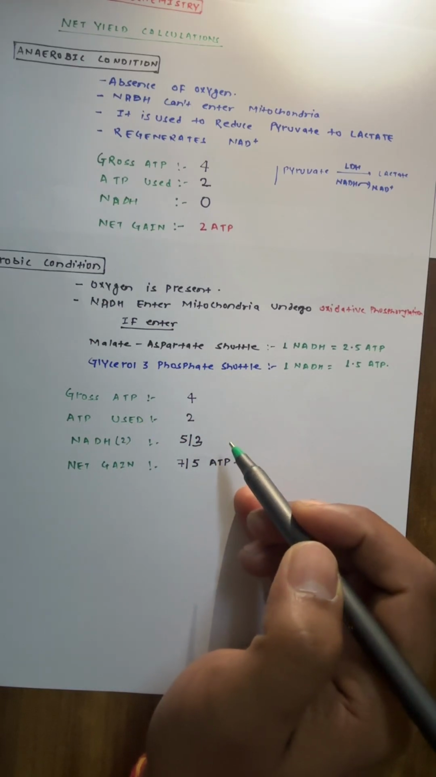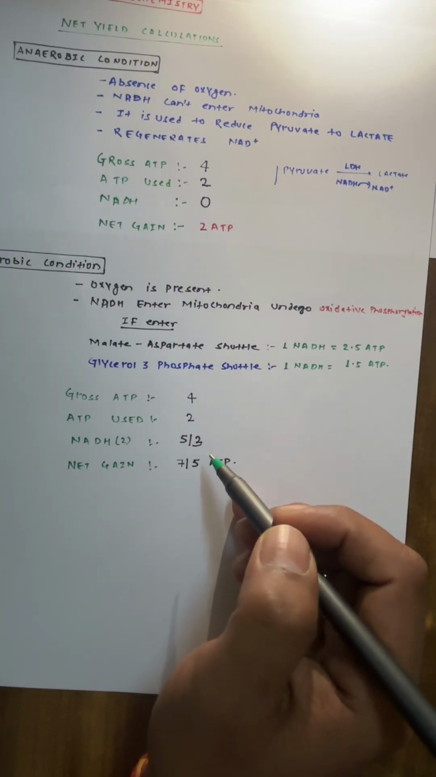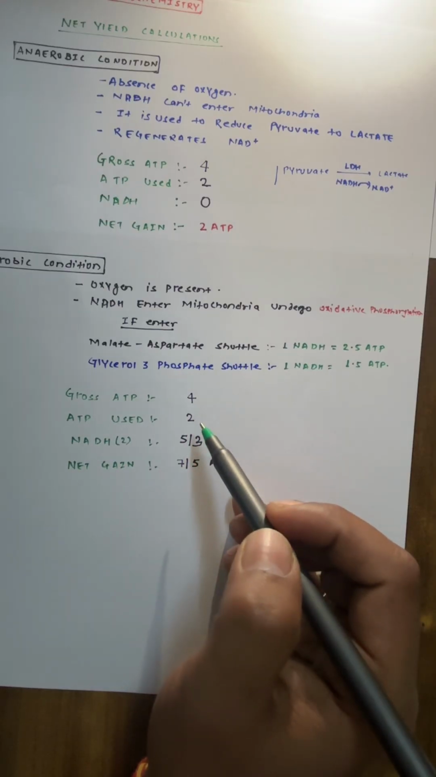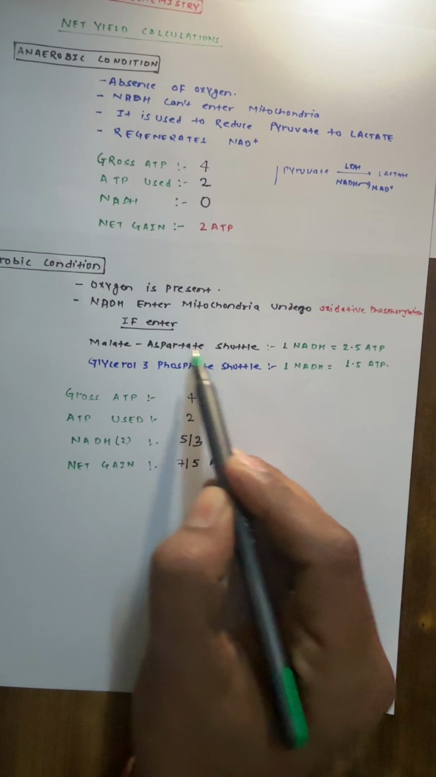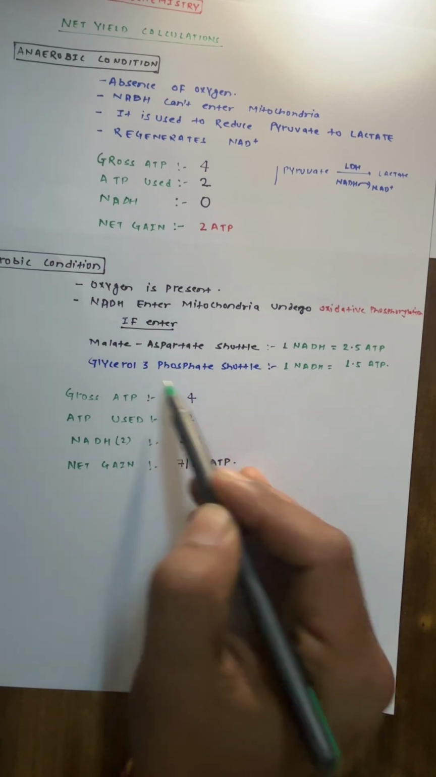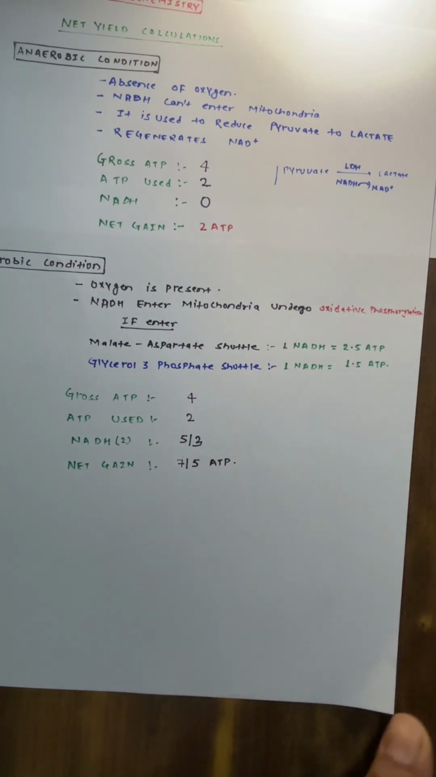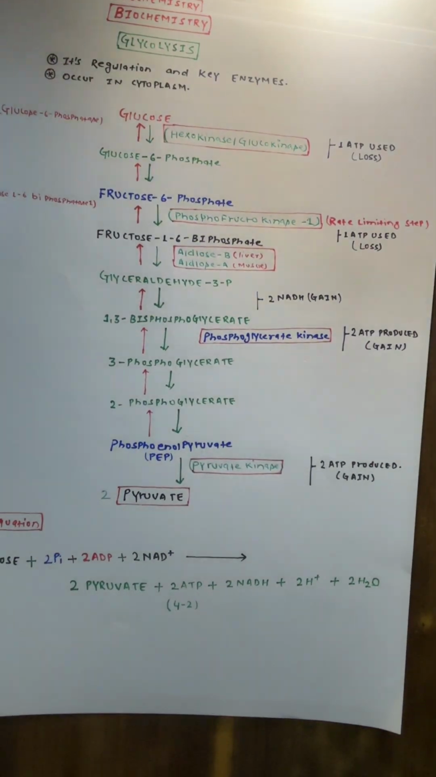So if the examiner asks how many ATP are produced in aerobic conditions, then from the malate aspartate shuttle it is 7, and from the glycerol 3-phosphate shuttle the total ATP produced is 5. So this is all about glycolysis.